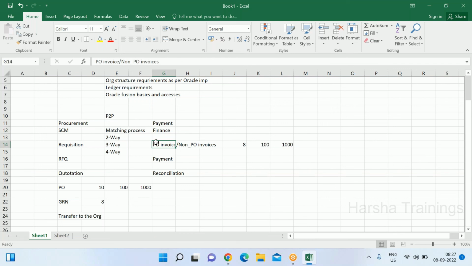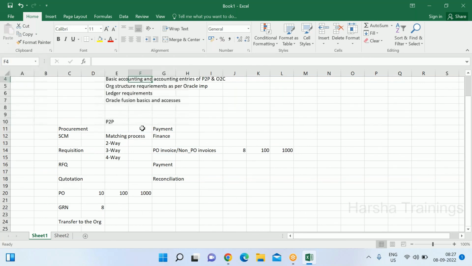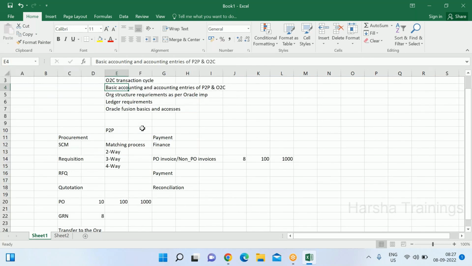Tomorrow we'll discuss accounting entries. And before I discuss accounting entries, some of you may be from a non-accounting background. So we'll discuss basic accounting first for 15 minutes, and then for the next 45 minutes we'll discuss the accounting entries of P2P and O2C.